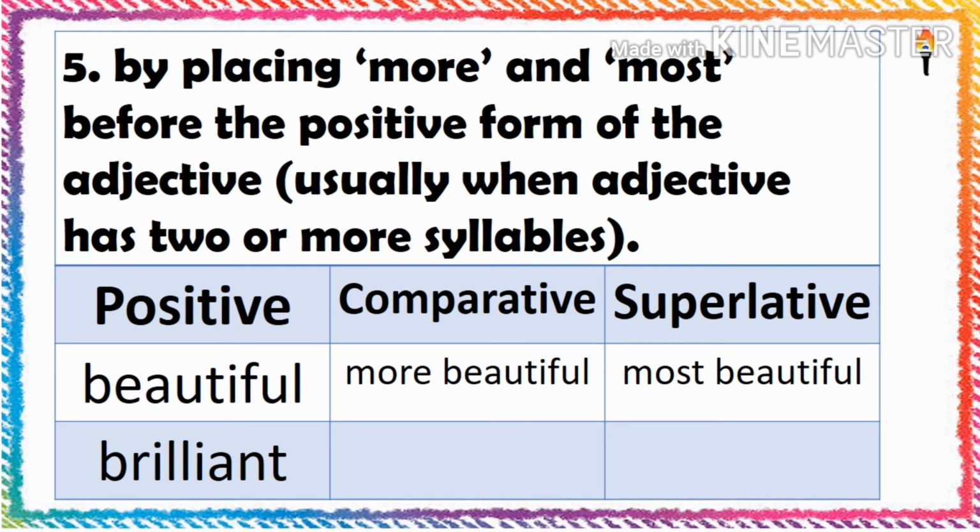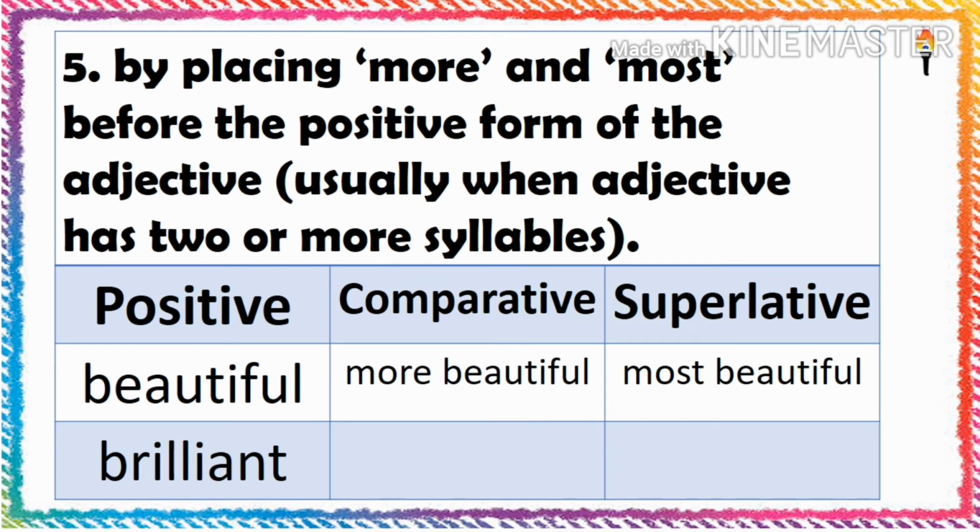So beautiful has 3 syllables. So we add more if we are comparing 2 nouns or pronouns. More beautiful. And a superlative, if we are comparing more than 2 nouns, we add the word most. So that becomes most beautiful.